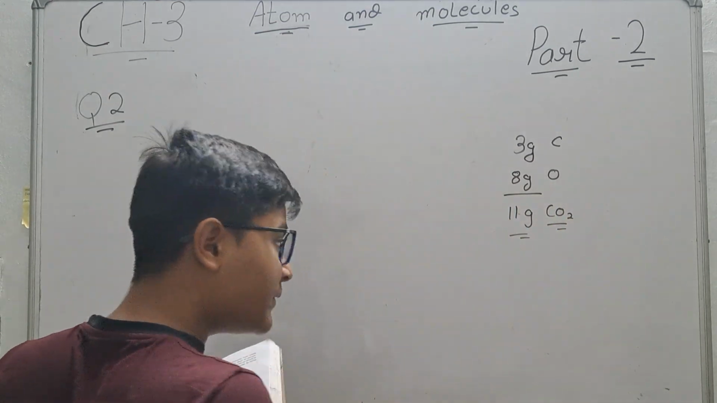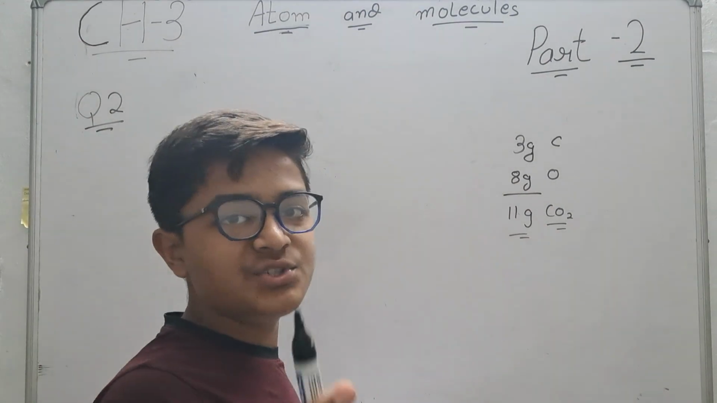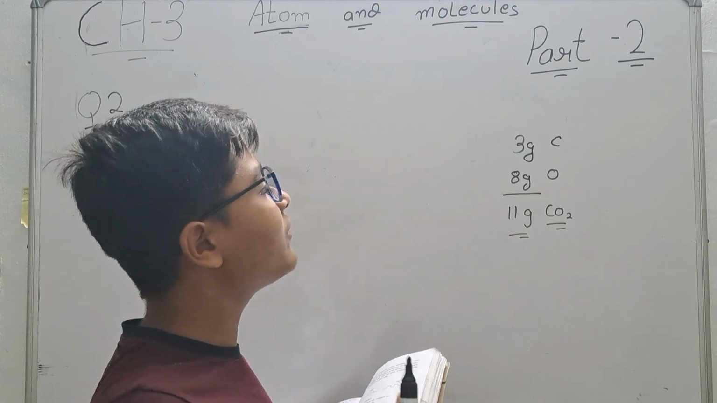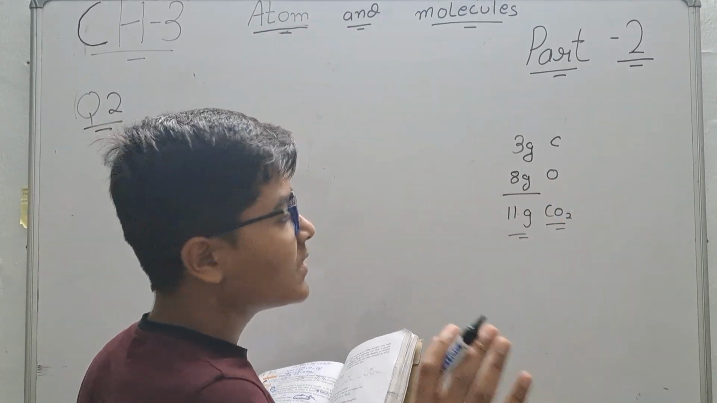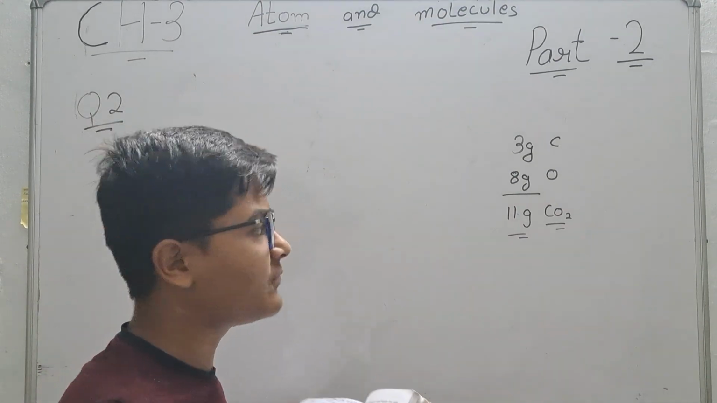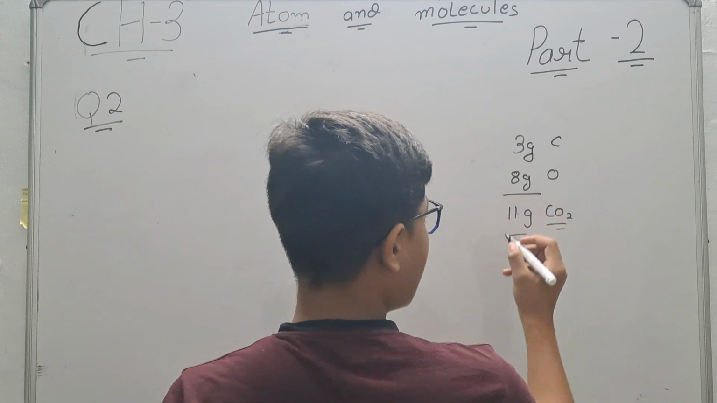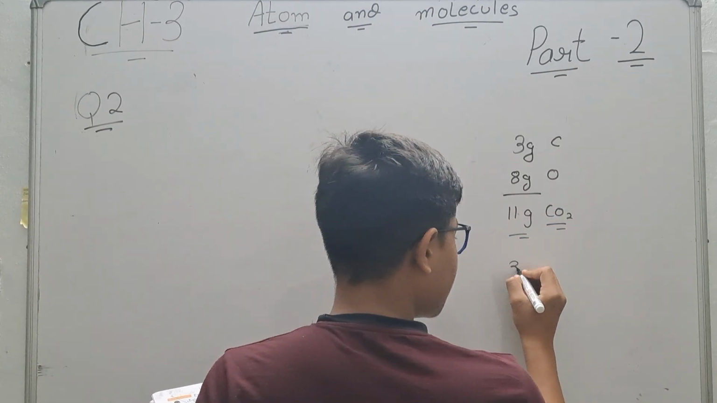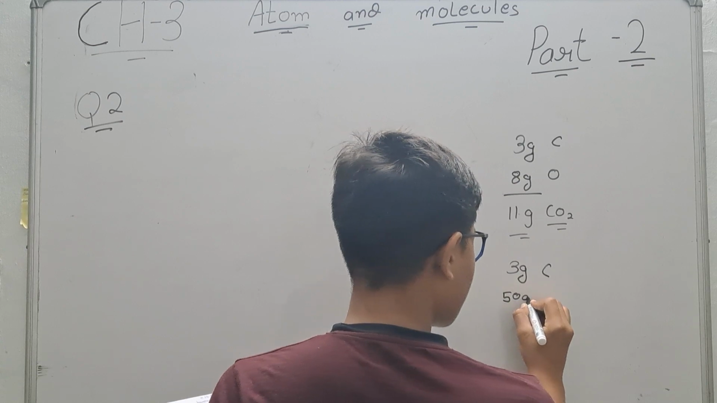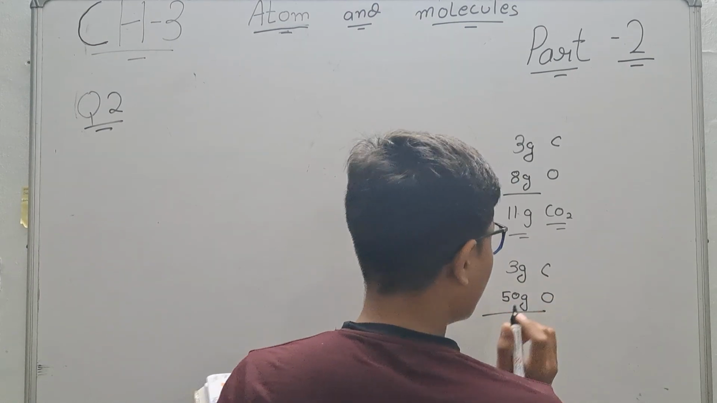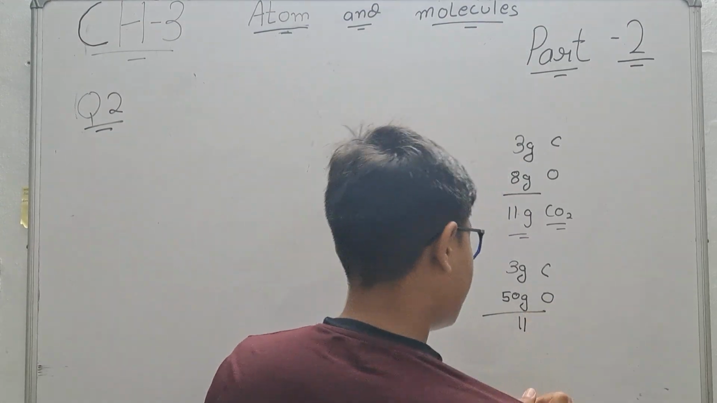We know the law of constant proportion and the law of conservation of mass. So 8 plus 3 is 11, so here the first rule is applied: mass cannot be created or destroyed. Then they said 3 gram of carbon is burnt in 50 gram of oxygen. What will be the amount it will produce? 11 gram. Why 11 gram?